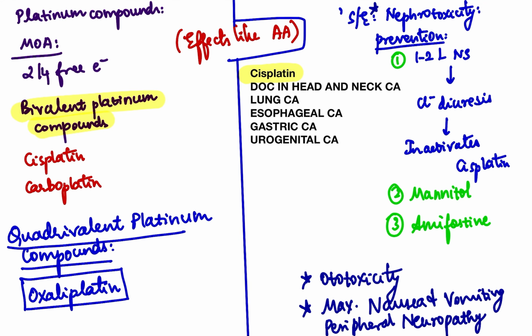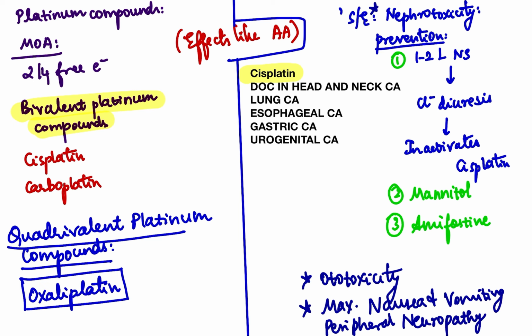In order to prevent that, you can give 1 to 2 liters of normal saline, which causes chloride diuresis. That is going to inactivate cisplatin. You can also go for mannitol and amifostine. They also cause ototoxicity as a side effect. Maximum nausea and vomiting is because of platinum compounds, and also peripheral neuropathy.